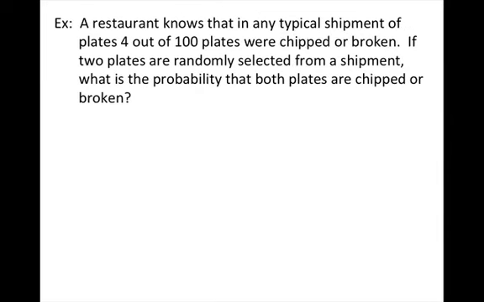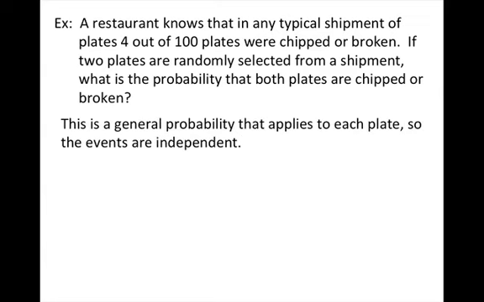In the next example, a restaurant knows that in any typical shipment of plates, 4 out of the 100 will be chipped or broken. If 2 plates are randomly selected from a shipment, what is the probability that both plates are chipped or broken? This time, the statistic that I'm given wasn't for the specific shipment that I'm asked the probability about. It's just a general or typical statistic. So these are independent. That statistic is going to apply to each event. So since this is a general probability that applies to each plate, the events are independent.